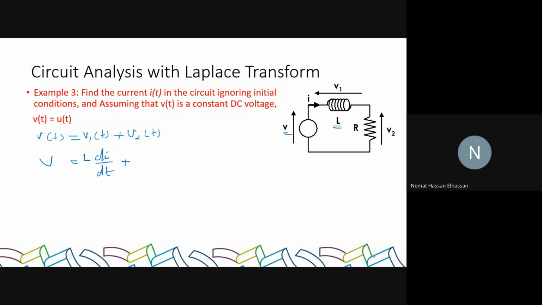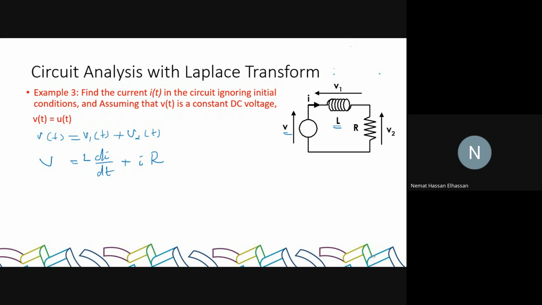And V2 is what? The voltage across the resistor. And the voltage across the resistor is equal to what? Think Ohm's law. Voltage across the resistor is equal to I times R, right? You remember Ohm's law? I is V over R. R is V over I. V is I times R. Do you remember that? So applying Ohm's law, this is what we end up with.